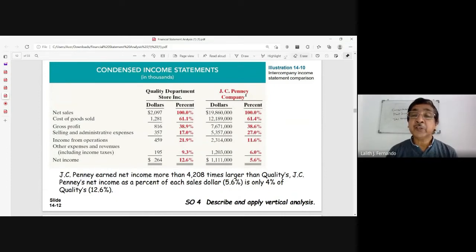Now, I'm asking a question here. We are now looking at the condensed income statements of two entities. One is Quality Department Store, that's a small scale one, whereas you have JC Penney company also. This comparison, I don't think is really a rational one, but we can learn something by looking at this. That is why I have taken it into consideration.